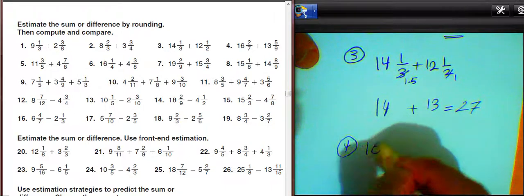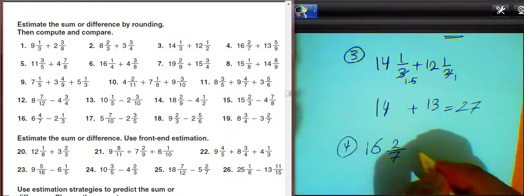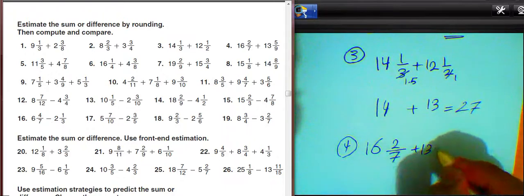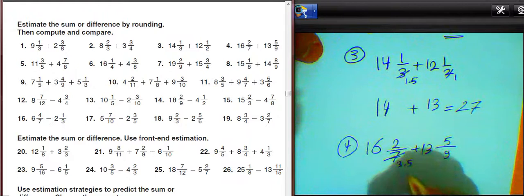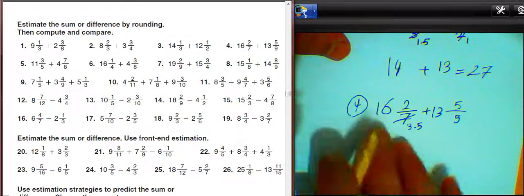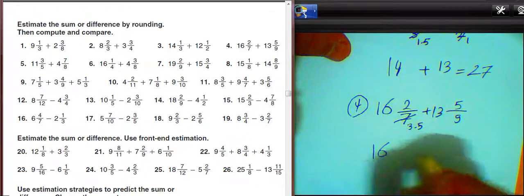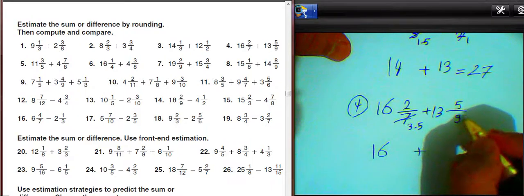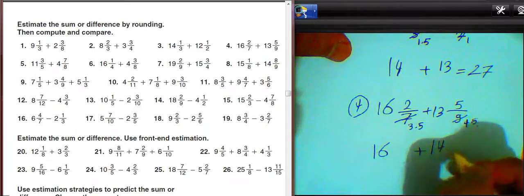16 and 2 over 7 plus 13 and 5 over 9. The half of 7 is 3.5. 2 is less than 3.5. We can't give 1 to 16, so this number is nearest to 16. And half of 9 equals 4.5. 5 is more than 4.5. So we can give 1 to 13, which will be 14.